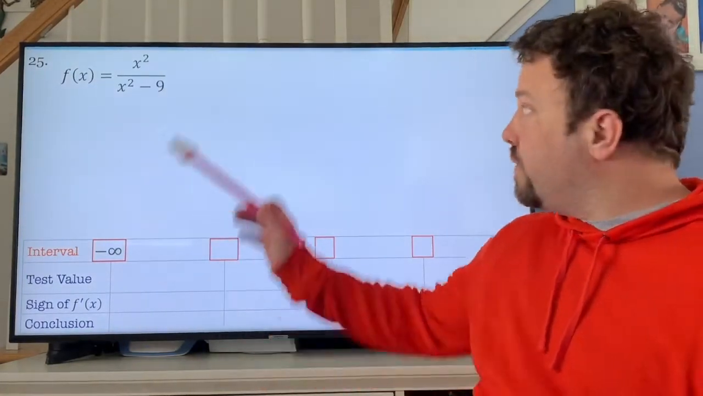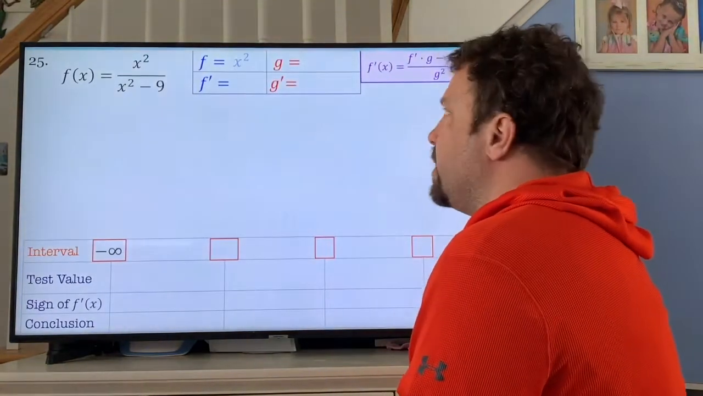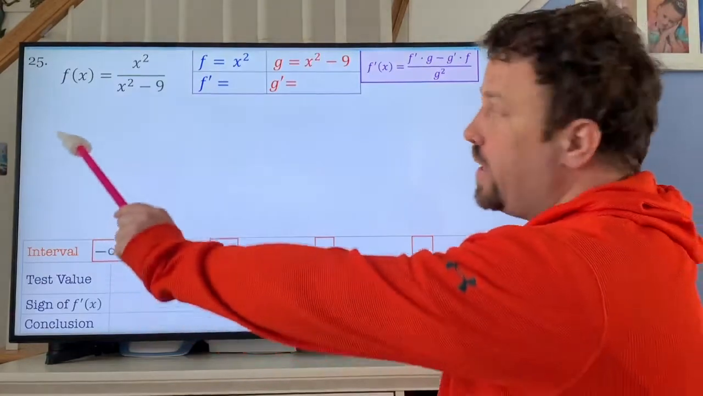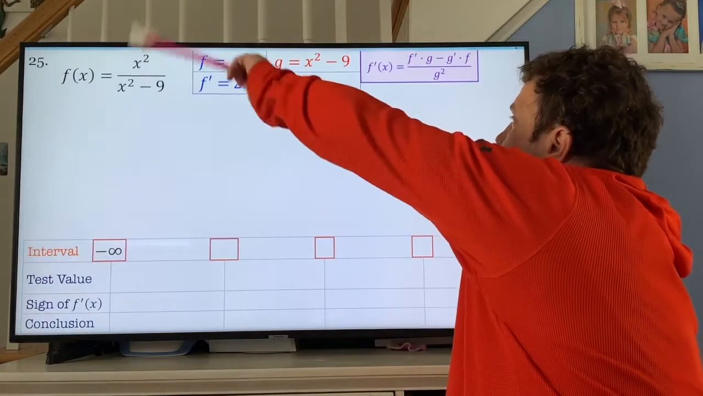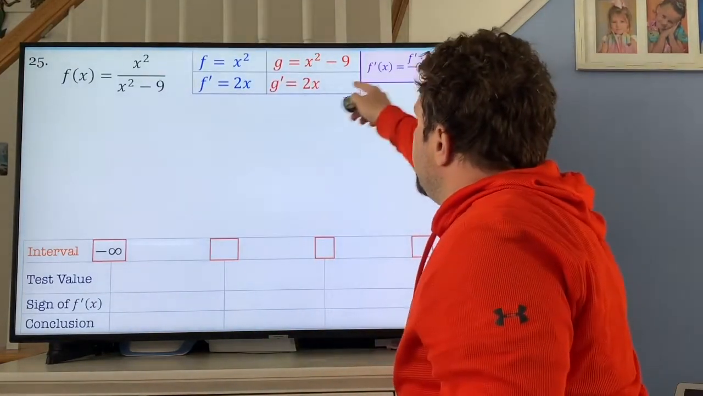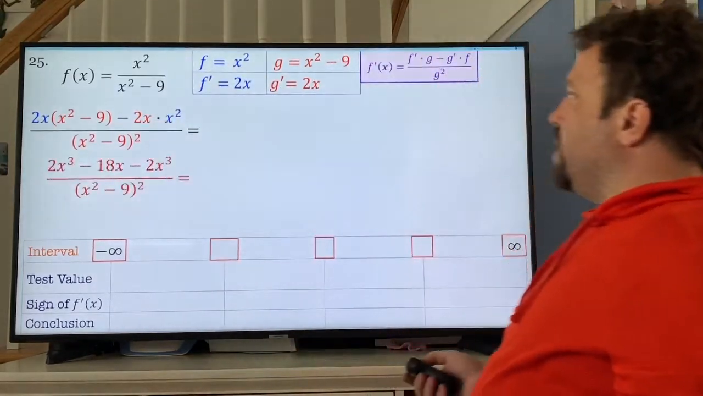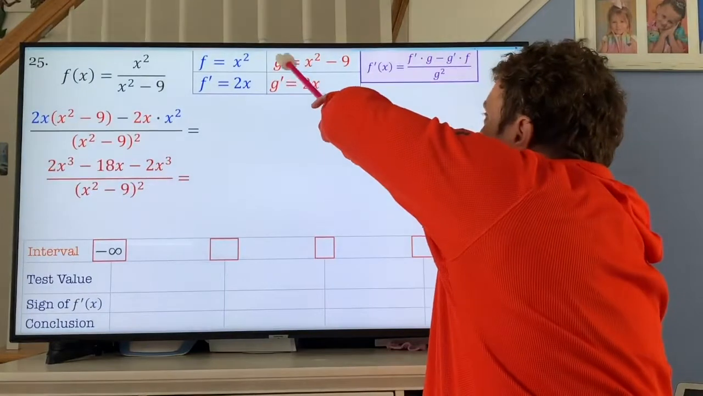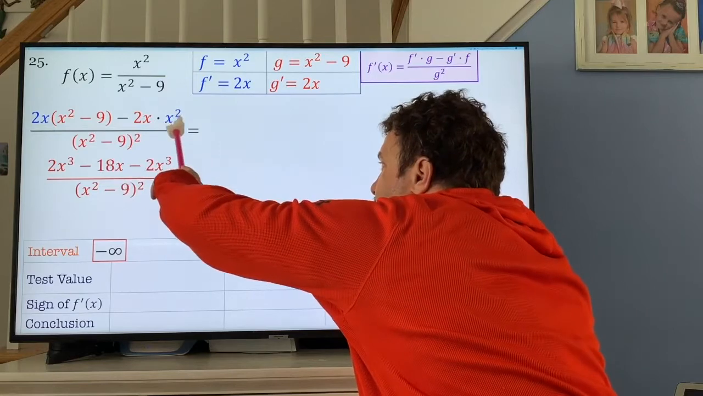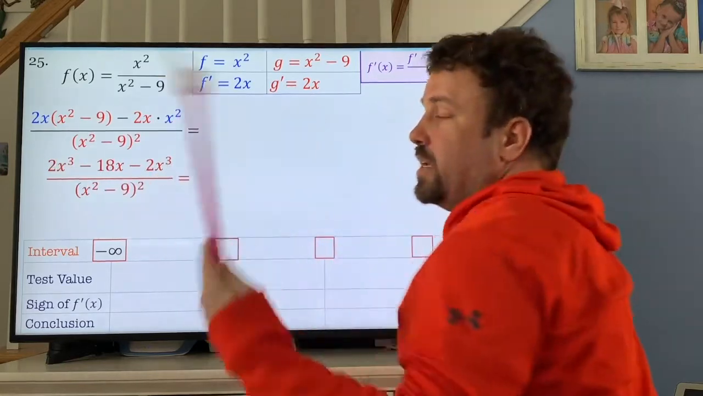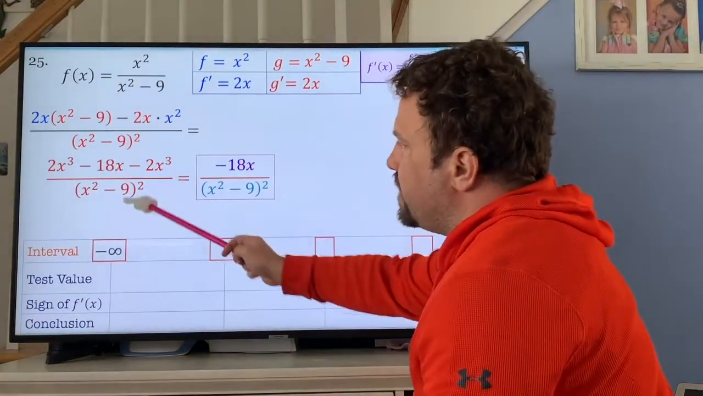Good. Are you done with 25? Hopefully you are, because you used the quotient rule. Numerator x squared, denominator x squared minus 9. Guess what? Both primes are the same, 2x and 2x. Cross multiply, or use your equation, f prime g, 2x times x squared minus 9, minus g prime f, 2x times x squared. Now, over g squared, 2x cubed minus 18x minus 2x cubed. 2x cubed minus 2x cubed is 0. You have a negative 18x over x squared minus 9 quantity squared.